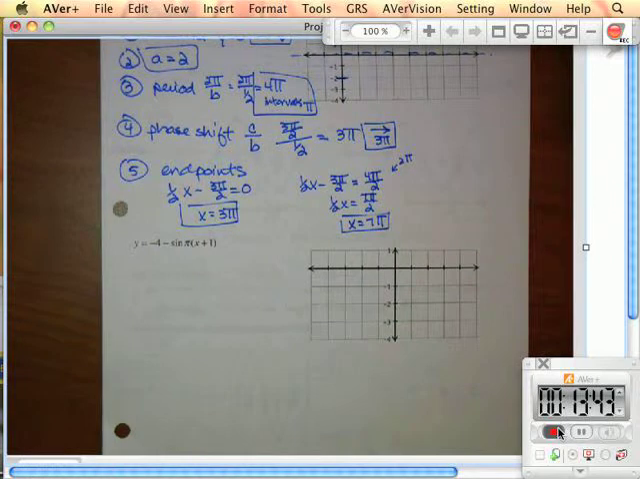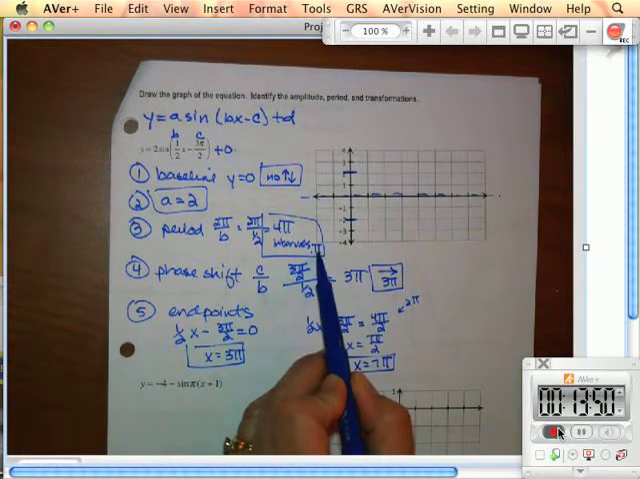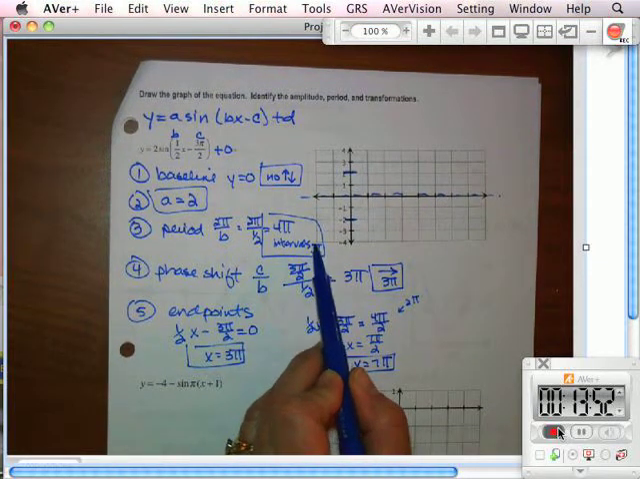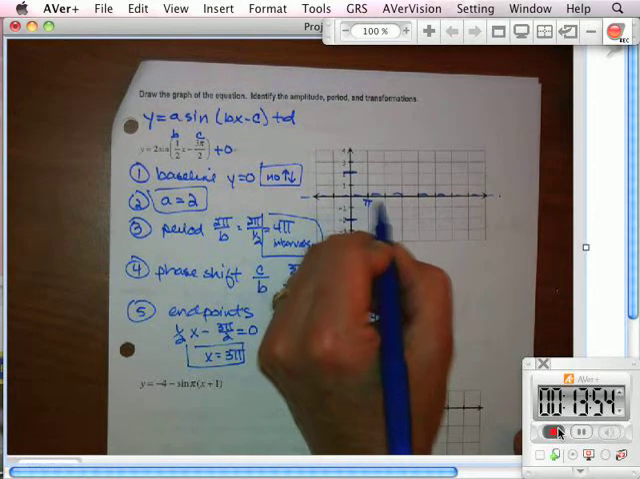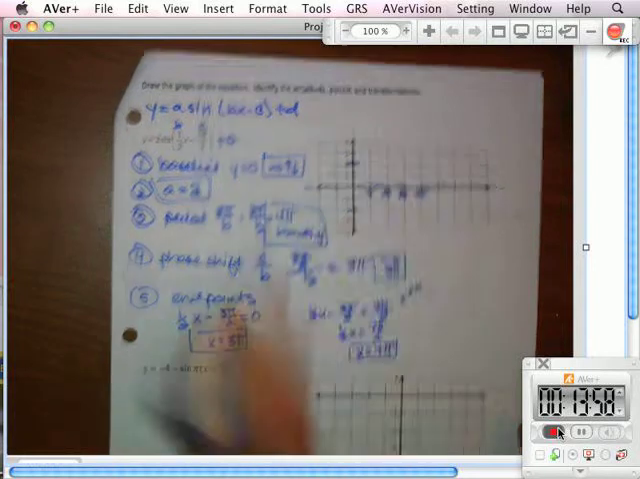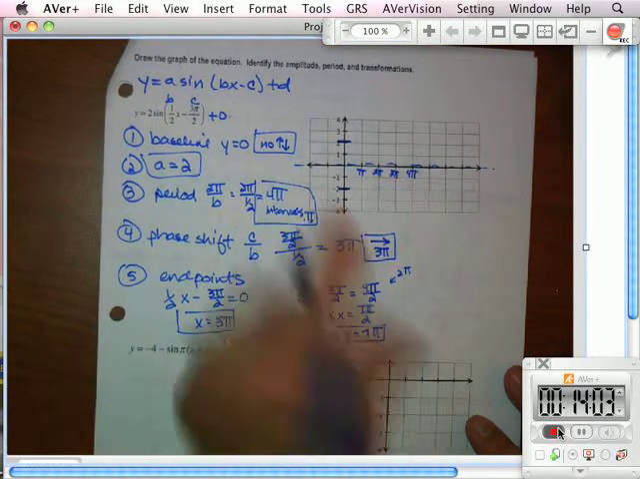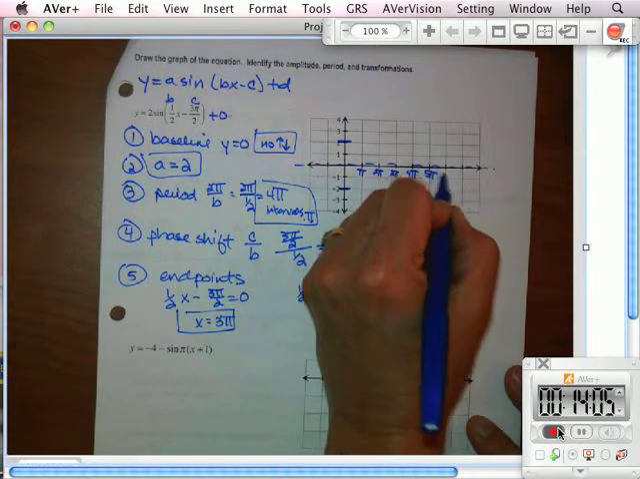I can draw this now. I know that I'm going up by what each time? What are my intervals? Pi. I already decided my intervals are pi. So I'm going to start here with pi and write my intervals. I have to go up how high? 7 pi. Because I determined that that was my endpoint.